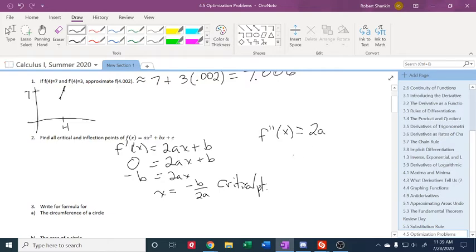Okay. So, how do you find the inflection point? You try to set the second derivative to 0 and solve for x. But this will have no solution, because there's no x. So there's no inflection point.